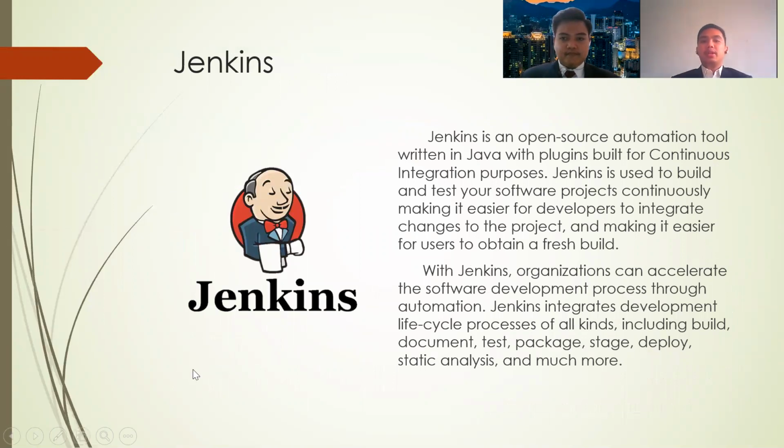Okay, and then we are going to Jenkins. First of all, what is Jenkins? Jenkins is an open source automation tool written in Java with plugins built for continuous integration purpose. Jenkins is used to build and test your software projects continuously, making it easier for developers to integrate changes to the project and making it easier for users to obtain a fresh build.